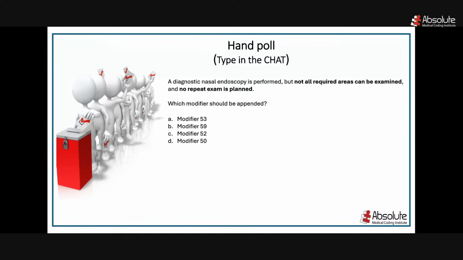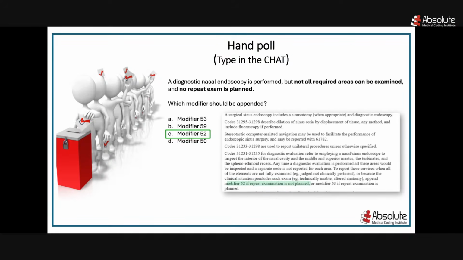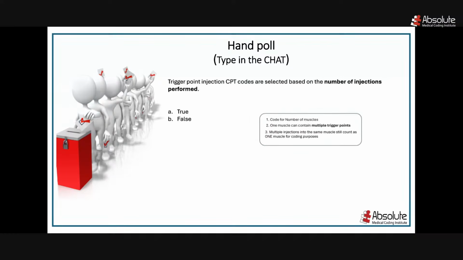Everyone's catching up. And the correct answer, yes, absolutely correct. You would use a 52 modifier, right? And there you go. Here is your guideline. Excellent job. Let's move on to the next one.